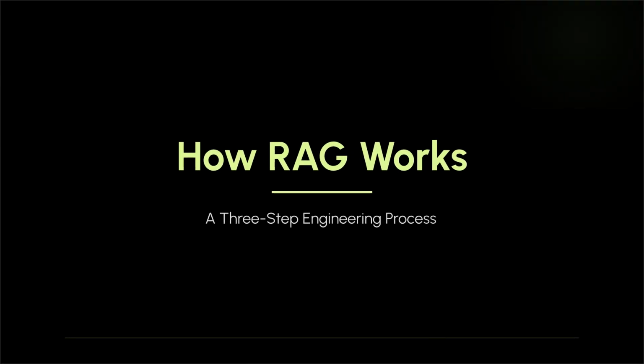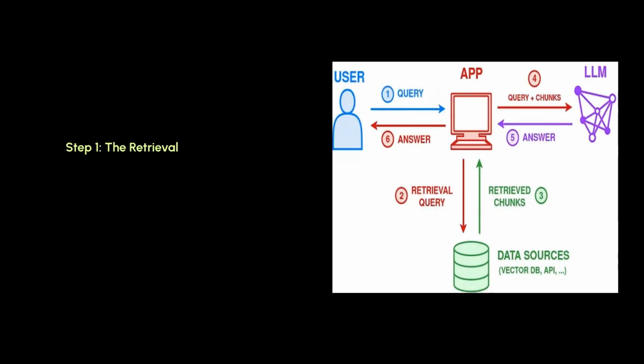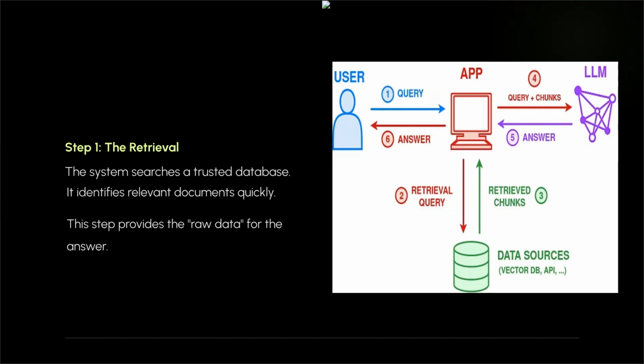RAG works through a three-step engineering process that ensures reliability and accuracy. Let's delve into these steps. Step 1 is the retrieval. When a user sends a query, the system searches a trusted database to find relevant documents. This quickly provides the raw, foundational data for the answer.